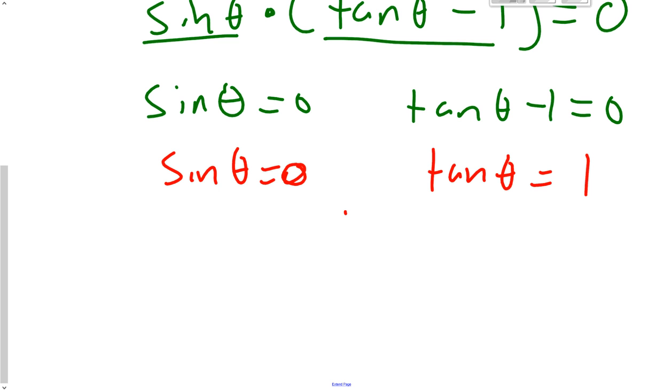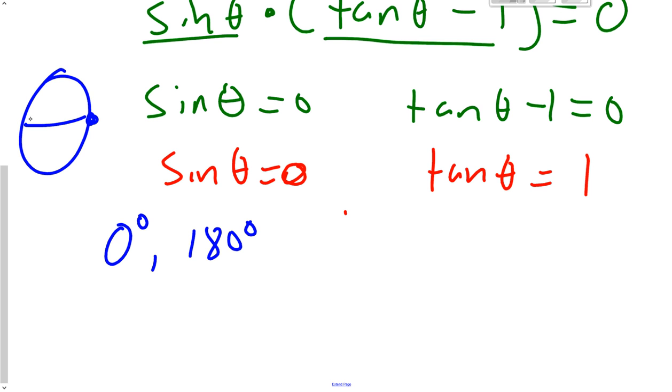So sine of 0, what angle gives us sine of 0? Well, that is at 0 degrees, and it is at 180 degrees, right? Because we're right here, the y value is 0 here and the y value is 0 here. So that's theta equals that, and then for this one, where does tangent give us a 1? Well, that's where our y and our x are the same value, so that's at 45 degrees here.